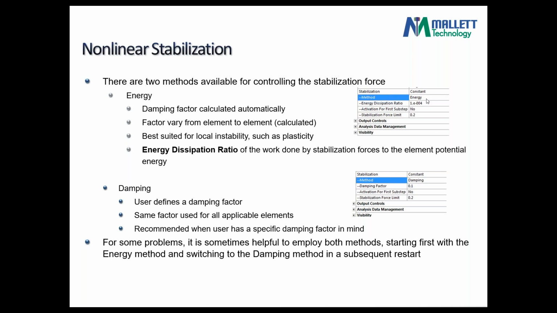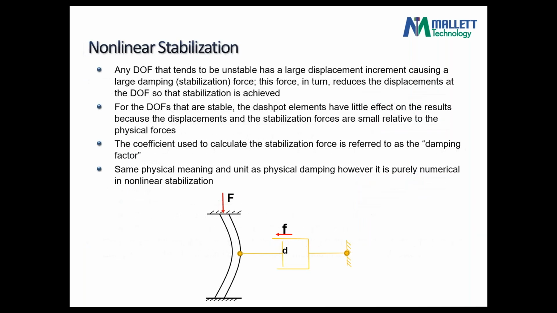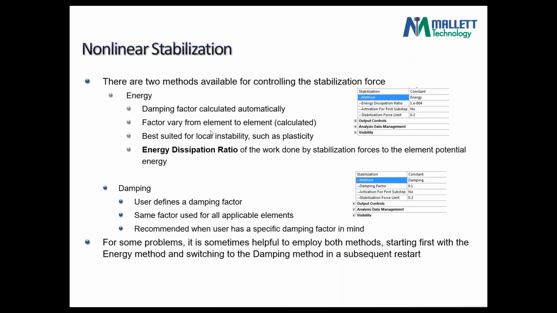You specify that, and then the program internally calculates what's called the factor, the factor I talked about in the slide before, controlling the definition of this force. So what does that mean? I might end up with different values at different locations, so the factor will vary from one element to another. Why? Because the energy is different. If you have an element going through some kind of local instability, or the displacements in that element are large, it is going to have more energy, and hence the factor there will be bigger. This is really nice if you have local instability, like local plasticity.